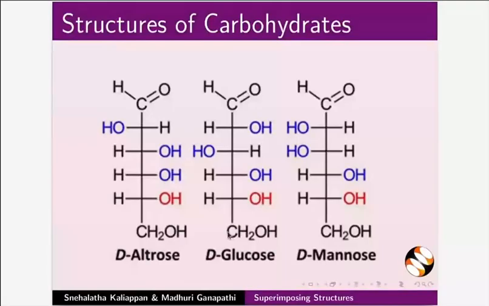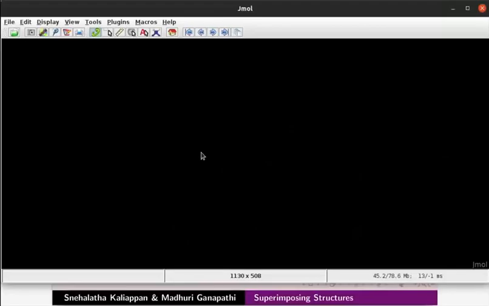We will compare the structures of three simple carbohydrates: D-maltose, D-glucose and D-mannose. Their structures resemble very closely with each other. The mol files for the models are shared in the code files folder. Please download and use them as input files. I will open a new Jmol window.